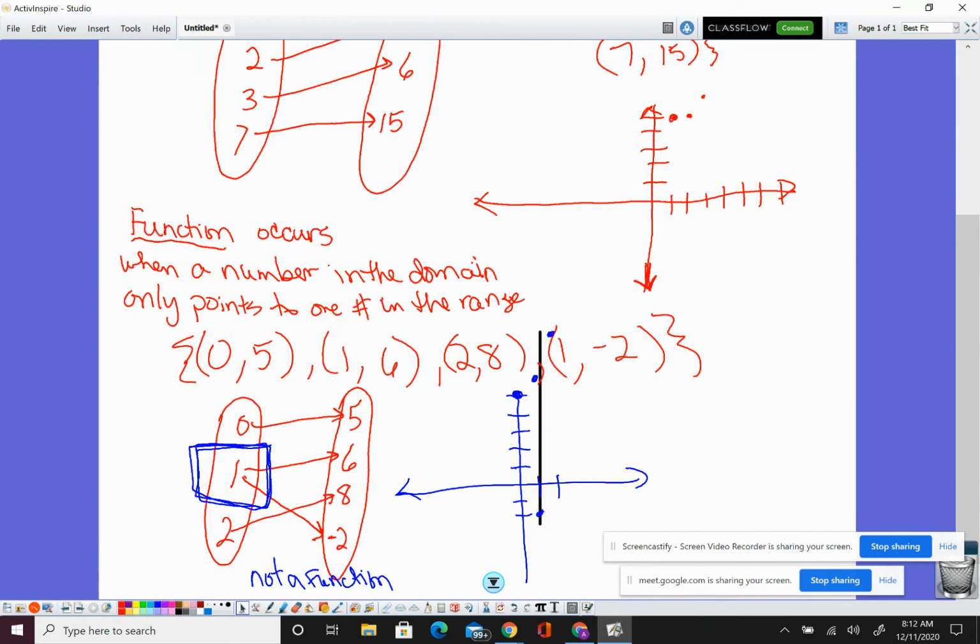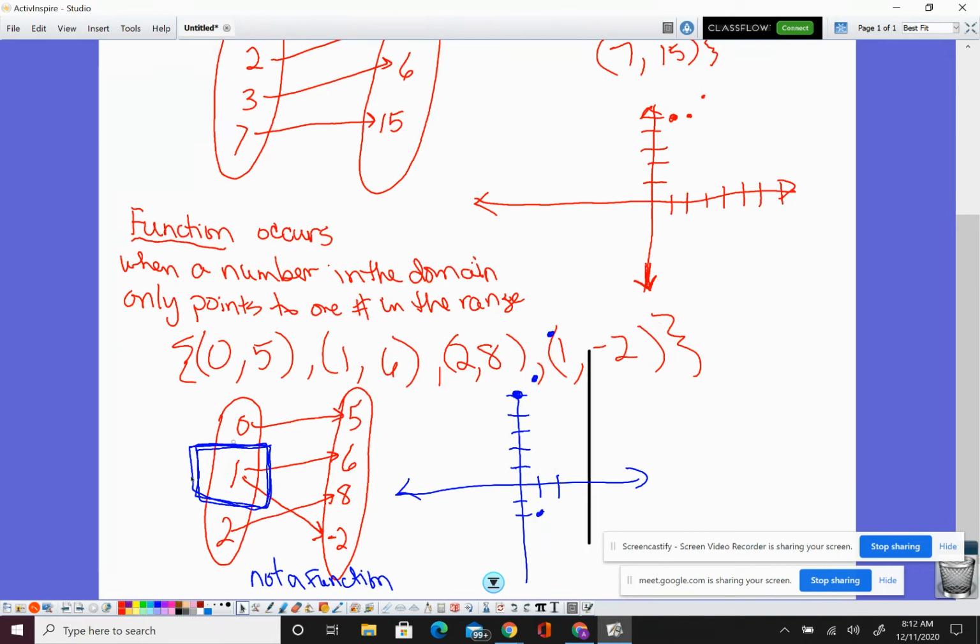Okay. But then as I move, I'm only hitting one here. But anytime you have a vertical line that hits 2 different points, it's not going to be a function. This is called the vertical line test. So if you can move a vertical line across and hit 2 places, you do not have a function.